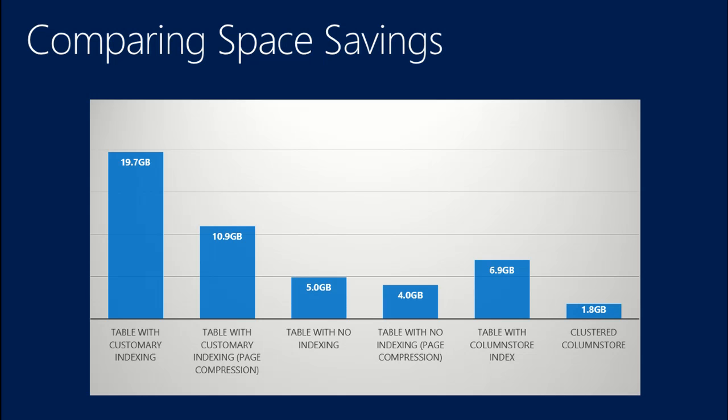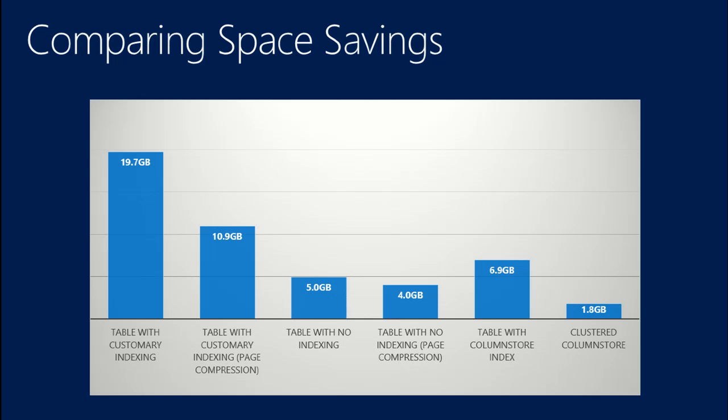If I take that table and get rid of all the indexing, then it's only a 5 gigabyte table. Now, the downside of doing that is I now have no indexes and all the queries take a lot longer, right? So that's probably not the optimal solution. The table with no indexing and page compression, I can make it a little smaller. That's the smallest I can make it with traditional row store format, but it's not going to be a very performant thing.